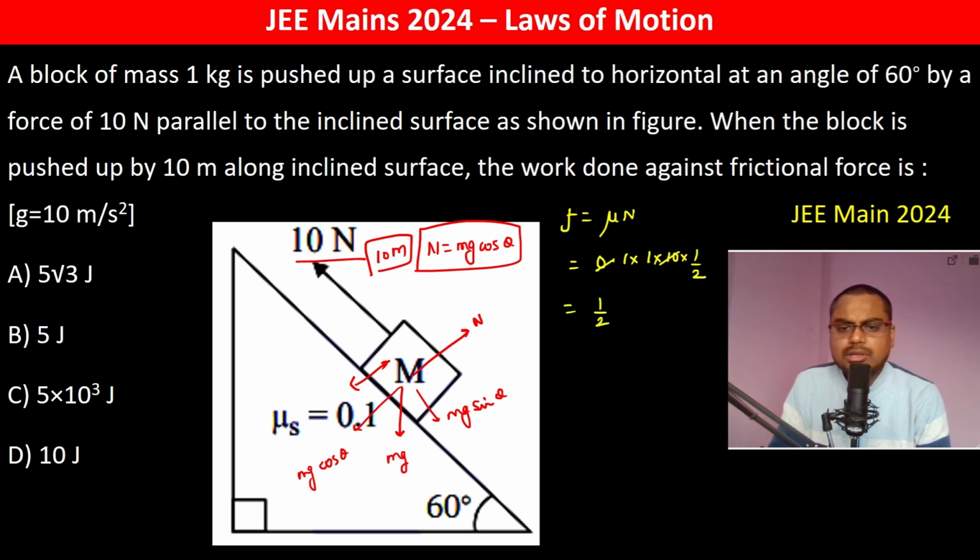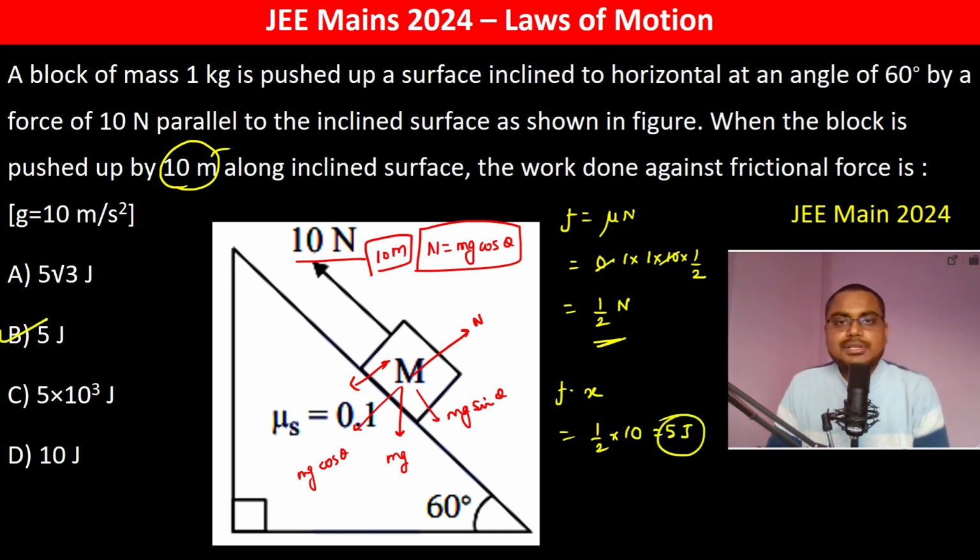So 0.1 into mg cos theta, mass है 1, g है 10, cos of 60 is 1 by 2, so this is half Newton, and we are taking it to 10 meter लेके गए, तो F into x और x से डिस्प्लेसमेंट है 10 मीटर. So half into 10, which is 5 joule. So therefore, B is the answer.